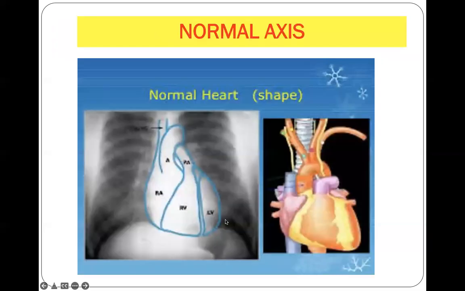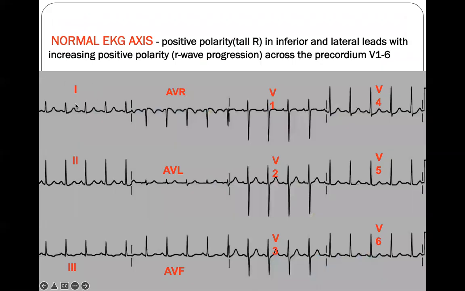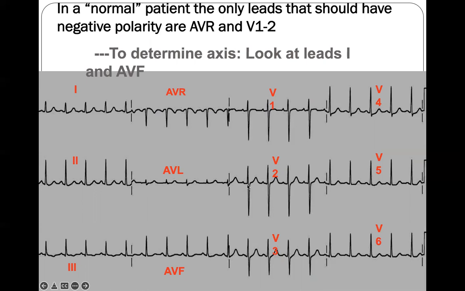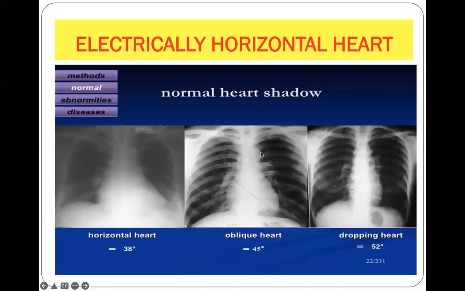Let's see this. Let's start with the normal axis, in which lead one and the AVF both are positive. So this is the normal axis of the heart. Lead one, which is the above electrode, my above camera, and the AVF, which is my below electrode or my below camera, both are positive. So this is the normal axis of the heart. But to determine the axis, look at lead one and AVF. You will find lead one positive and AVF also positive.